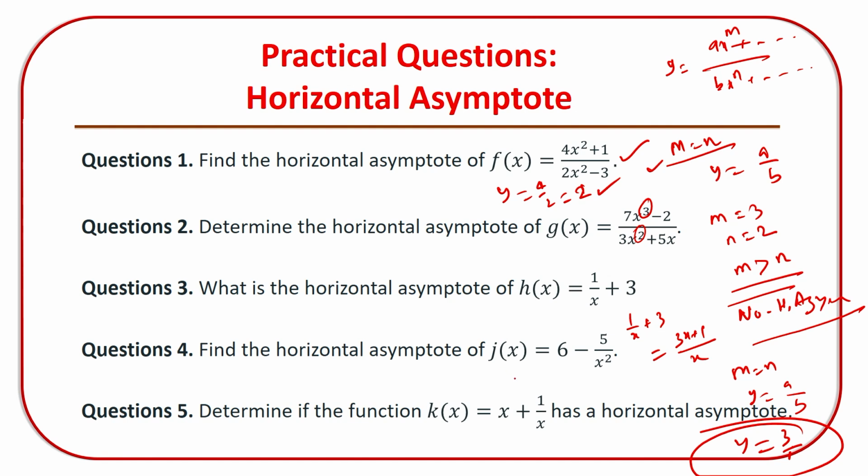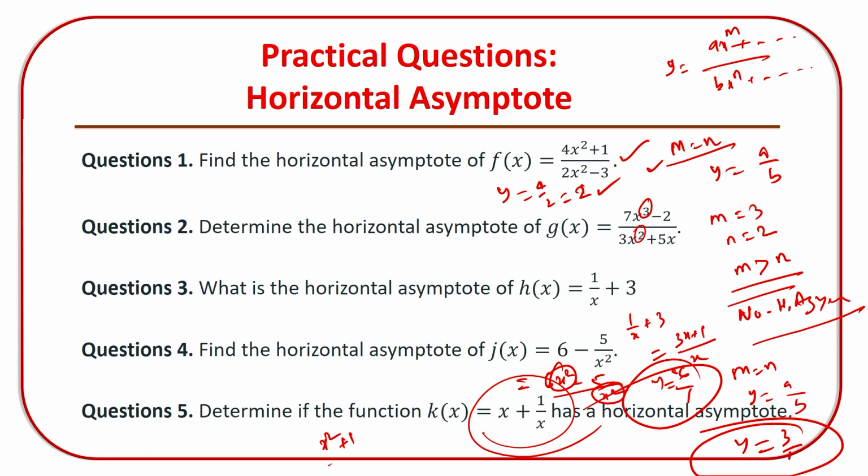Find the horizontal asymptote of j(x) equals 6 minus 5x square. Do the same thing. You will have here (6x square minus 5) divided by x square. So, these are the indices which are equal to each other. So, y equals 6 by 1 will be your answer. Similarly, can you find out this one? This is going to be (x square plus 1) divided by x, and m is greater than n. In that case, there is no horizontal asymptote, right?